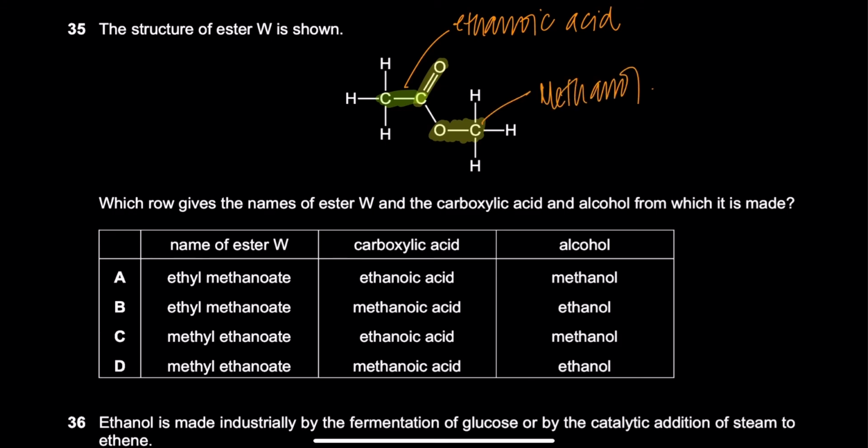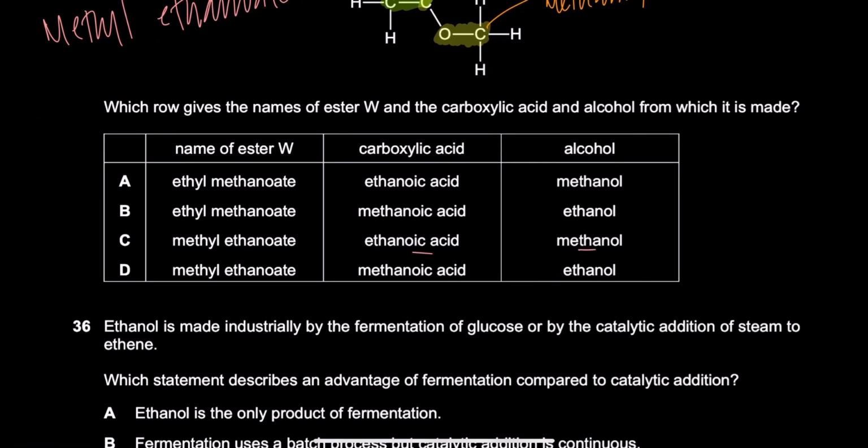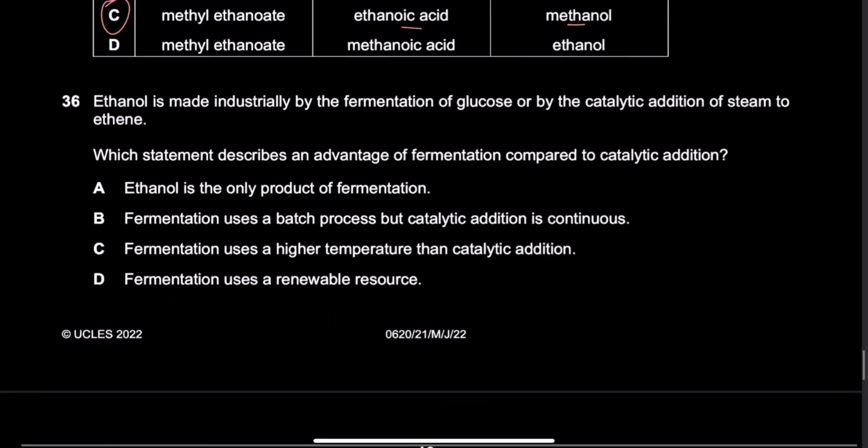So methanol and ethanoic acid are the reactants that were used, and the name of the ester will become, the alcohol will lose the OL bit and they'll get the YL, right? So it'll become methyl instead of methanol, right? And I gave you guys the reasons for that. And the ethanoic acid will become the ethanoate, right? Lose the OIC bit and become the OATE. So methyl ethanoate, and the carboxylic acid is ethanoic acid, and the alcohol is methanol. C is the right option.